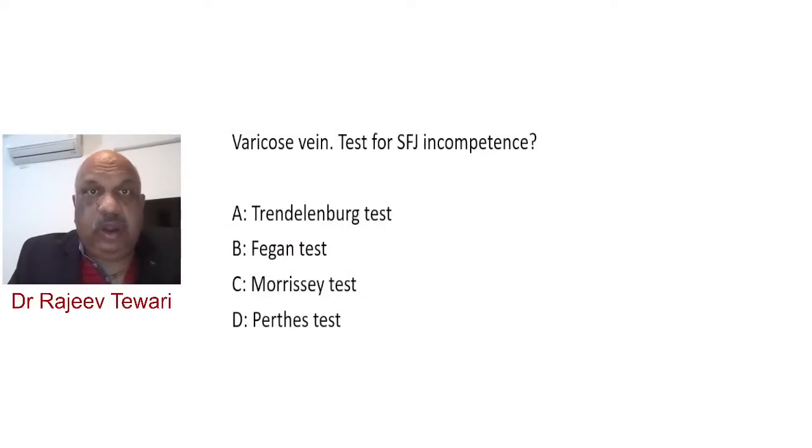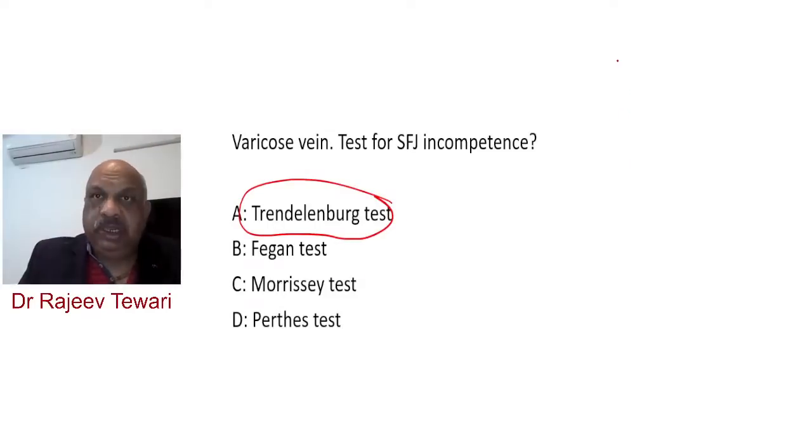Varicose vein: test for saphenofemoral junction incompetence. Vascular disease I discussed at very few centers. One center was Lucknow, there was one more center. And the examination I told you very categorically: Trendelenburg test is a very good test to know the saphenofemoral incompetence.